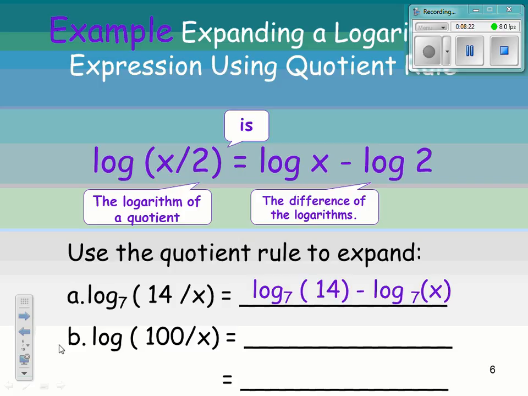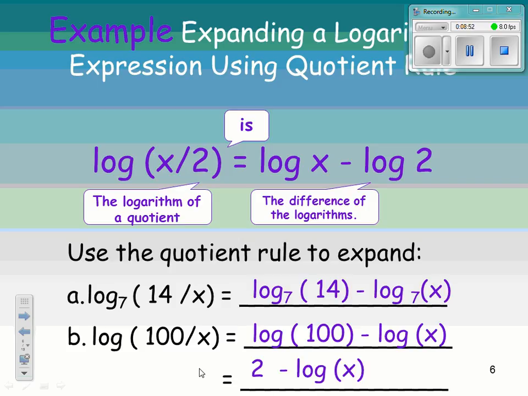All right, letter B. I've got log, I don't have a base, but remember, if there's no base, then it's understood to be a little 10 down there. Log base 10 of 100 divided by x. So that's going to end up being log of 100 minus log of x. Now log of 100, we can simplify that. Log of 100 simplifies down to 2. So 2 minus log of x.